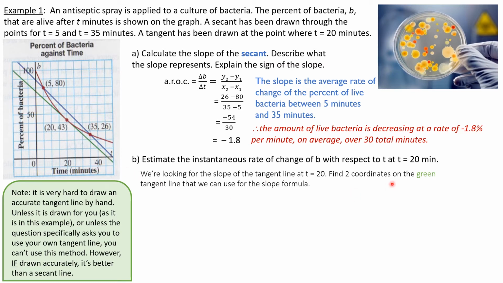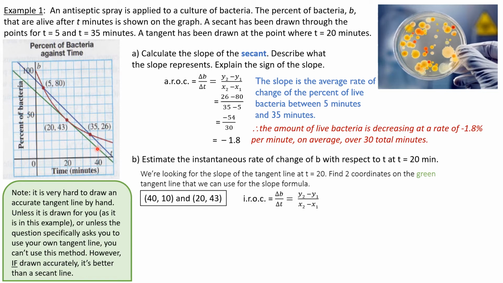Find two coordinates on the green tangent line that we can use in the slope formula. So we're looking along the green line to find two nice coordinates. We'd rather not have to use decimals or anything like that, but we'll do the best we can here. So of course we're going to use (20, 43), and the other one that looks pretty clear is (40, 10). So this spot right here, it's not exact, but it looks pretty good. This is why when we have to draw a tangent line or use a graph, we're introducing a certain amount of error.